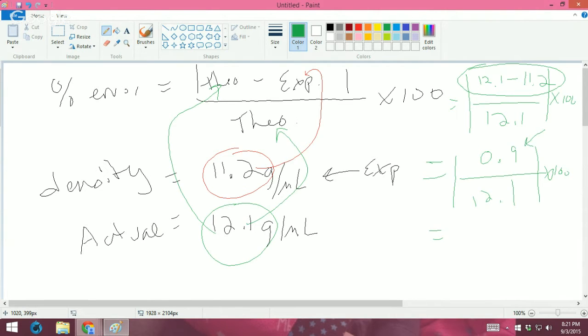So now I'm going to divide it by 12.1, times it by 100, and I get 7.438%. Thinking about sig figs, the 0.9 has only one sig fig, so I can only have one sig fig in my answer. So I would say my percent error here is 7%. And that'll be my answer, and it would show accuracy. So my accuracy would be considered as 7%.